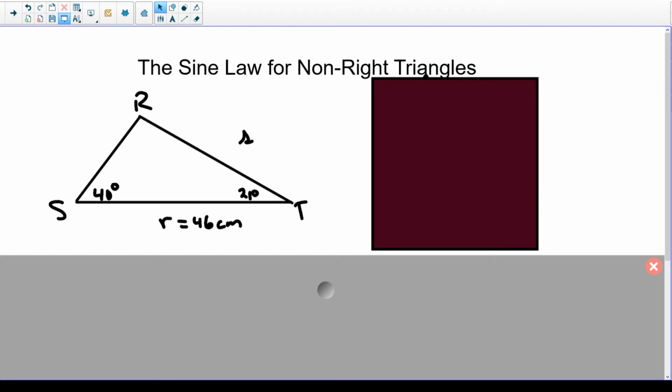Hello everyone. Today we're going to look at the sine law for non-right angle triangles. So the sine law and the cosine law are two laws that were created to deal with non-right angle triangles. The sine law is used in a very specific situation with non-right angle triangles. So I've got a non-right angle triangle here, and I've labeled the sides that we're dealing with here.